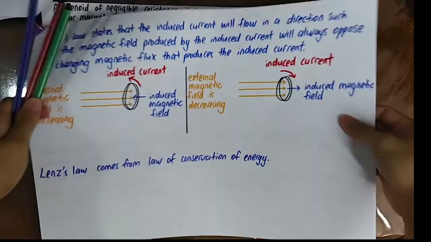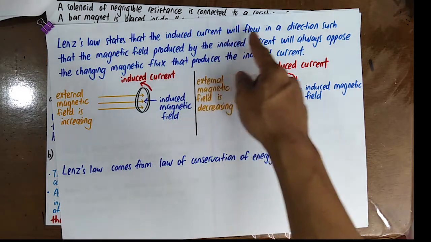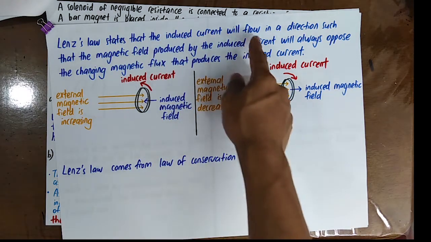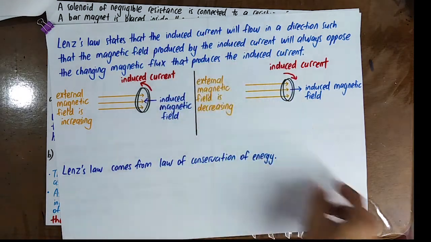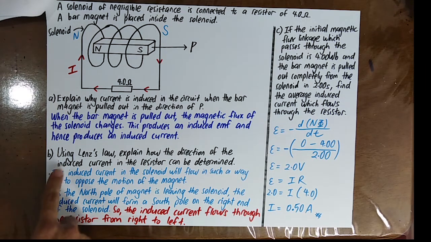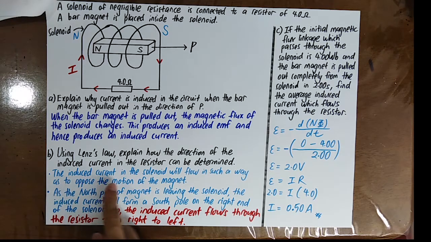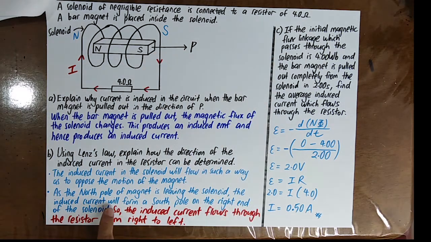Okay, you recall that Lenz's law states that the induced current will flow in a direction such that the magnetic field produced by the induced current will always oppose the changing magnetic flux that produces the induced current. Okay, so the induced current in the solenoid will flow in such a way as to oppose the motion of the magnet. As the north pole of the magnet is leaving the solenoid, the induced current will form a south pole on the right end of the solenoid.